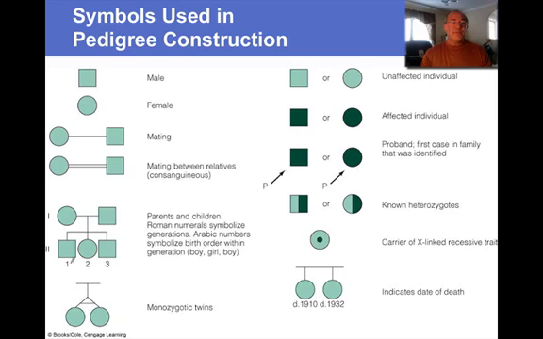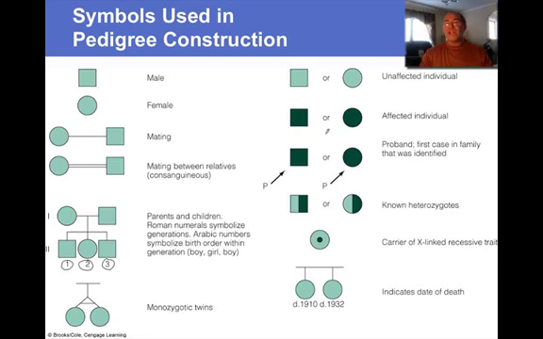We generally put the birth order from left to right, so this male was the first born, this female was the second born, and this male was the third born from these parents here. These are identical twins, monozygotic twins. Now there's twins that are born from one egg, and here we have identical females.